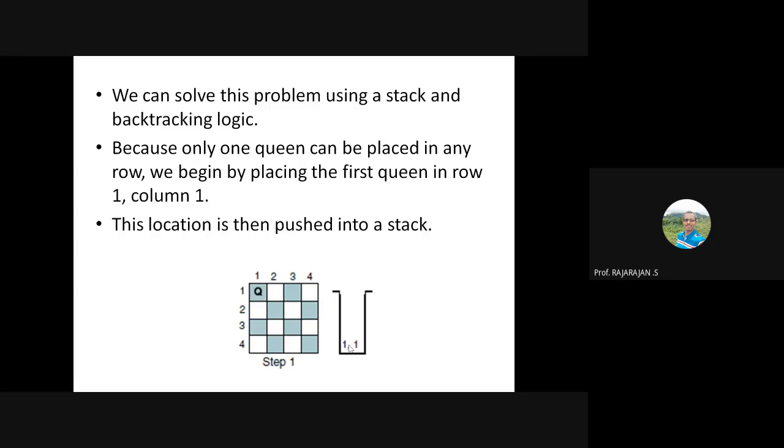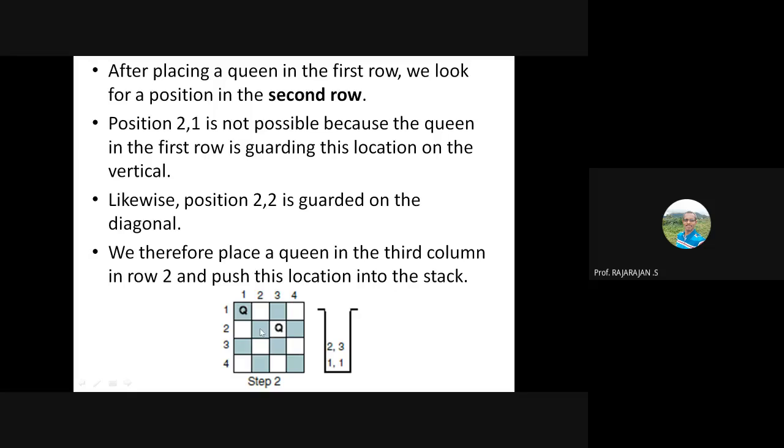Now step 2: we have to find the location for the second queen in the second row. We can't place it here because it's going to be attacked by the first queen. So we can place it in the third column in the second row. That is what happened; you can go through this explanation when you get the PPT. So basically they have identified that the third column in the second row is the appropriate position for the second queen, so that it will not be in the attacking range of the first queen. And that is also pushed into the stack.